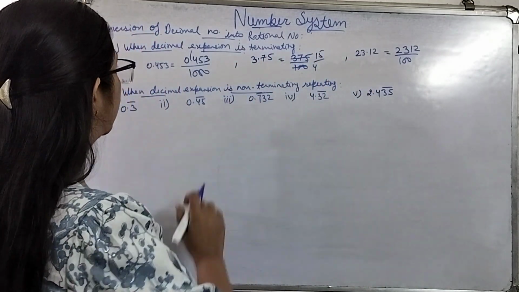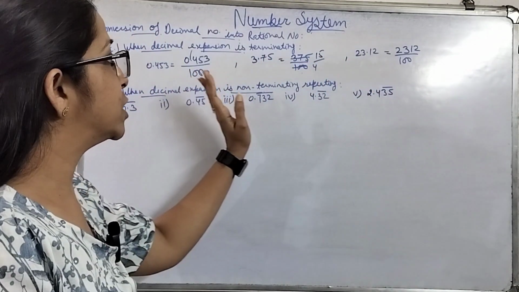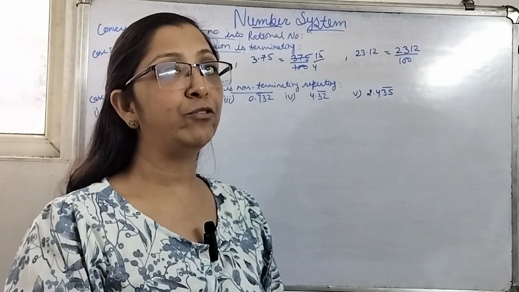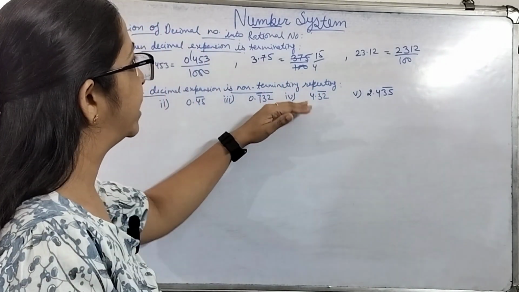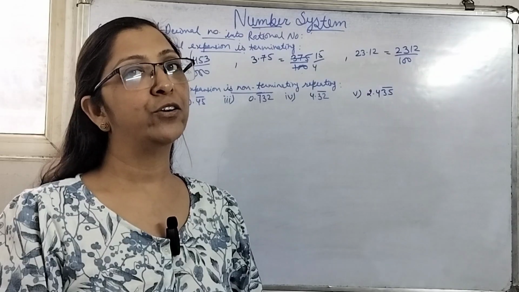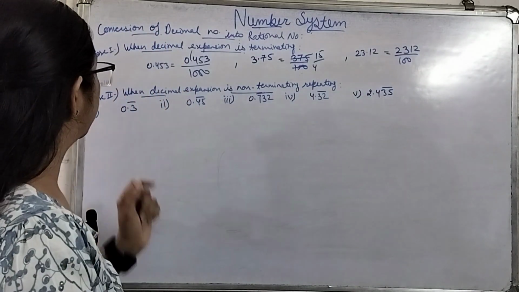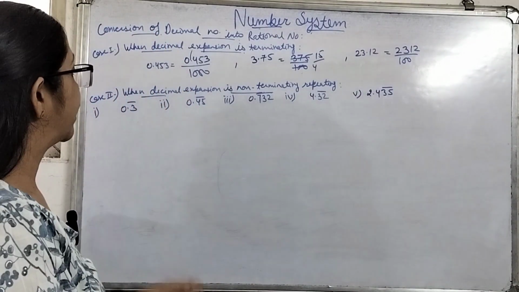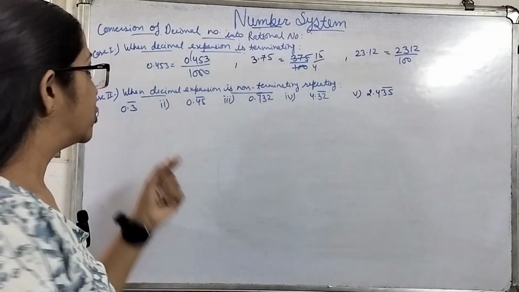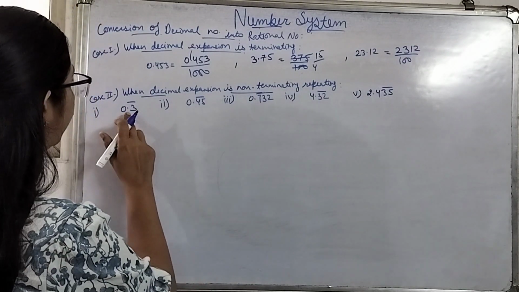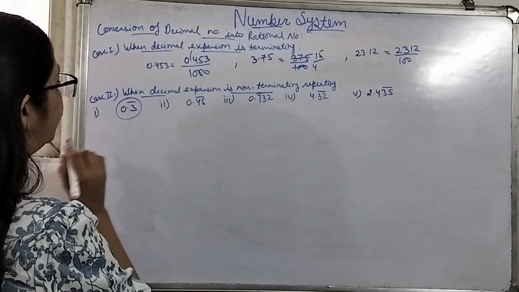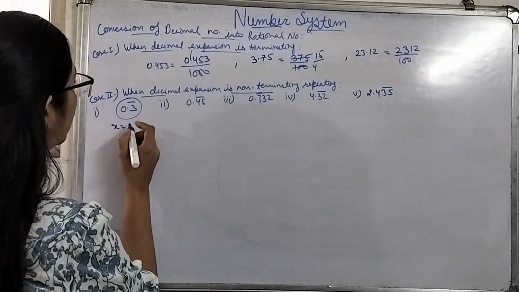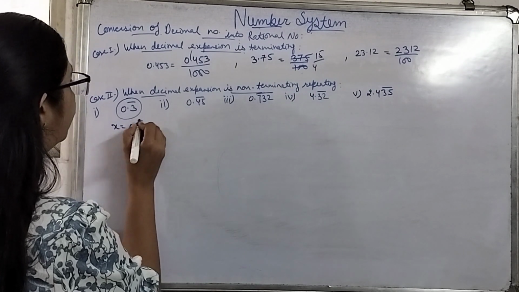Now the second condition is when the decimal expansion is non-terminating repeating type, then how we can convert it into the form of rational numbers. Now see over here, it is 0.3 bar. Here only one digit is repeating. So first of all, we will assume that this 0.3 bar is x. The value of x is 0.3 bar.